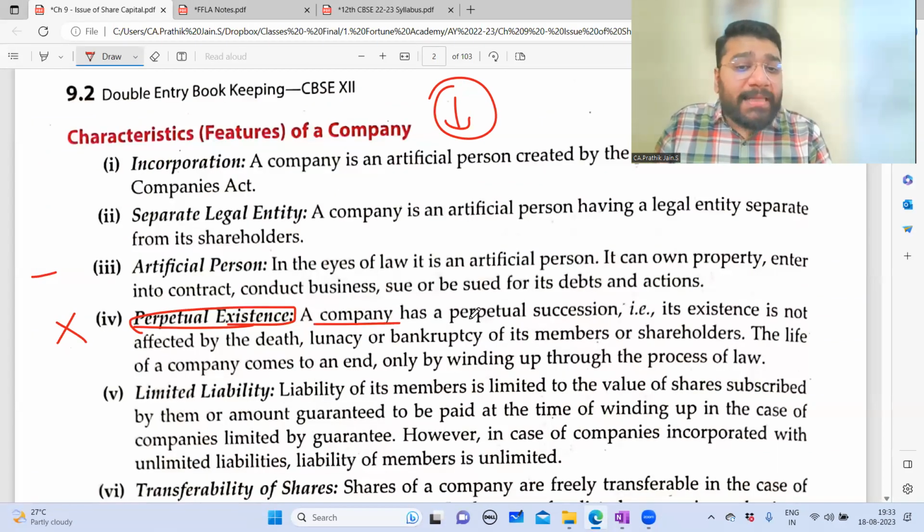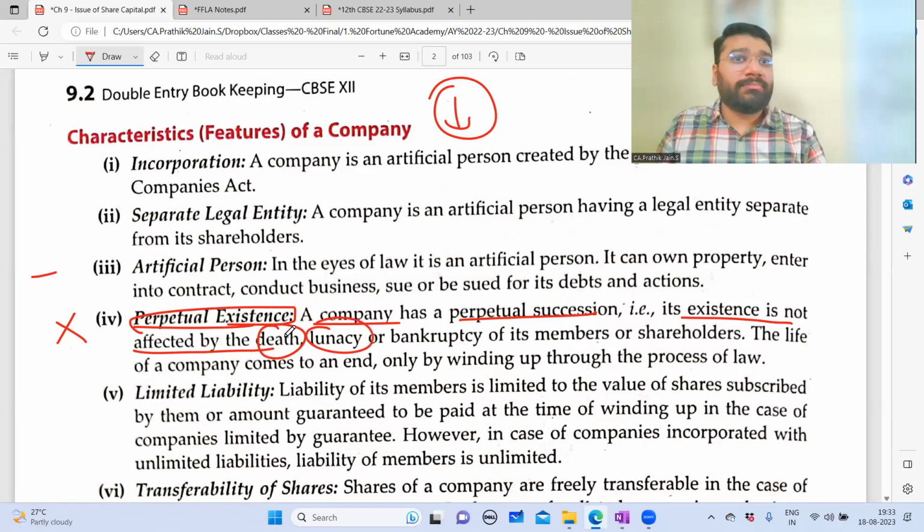So a company has perpetual succession. Meaning what? Its existence is not affected by the death of a member. Death, all of you know. Lunacy means what? Mental illness. But don't write "mental" and come to the exam. If you write mental, you get mental marks only. You have to use the proper polished word: lunacy, lunatic, unsound mind. Like that, you have to write properly. So you have to be very careful.